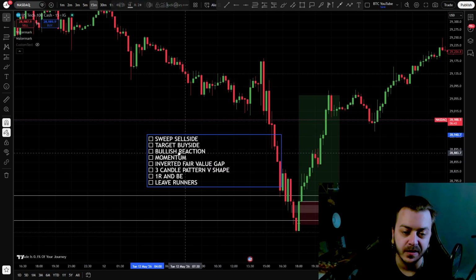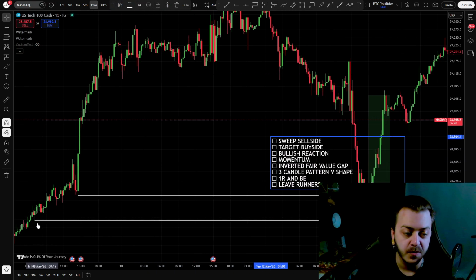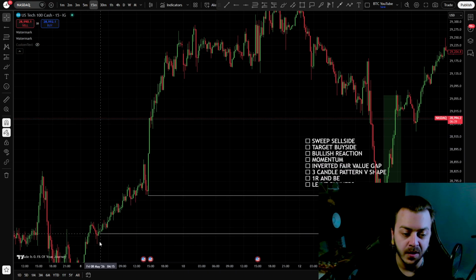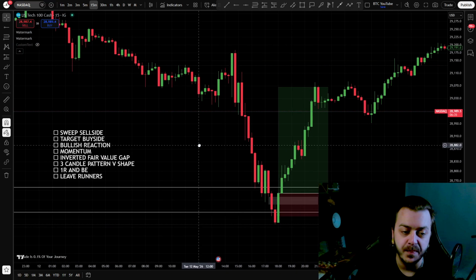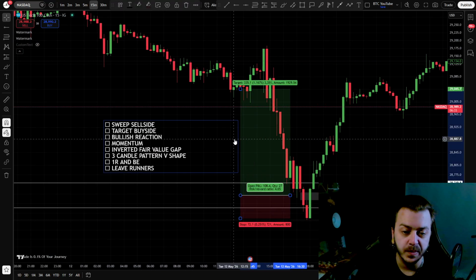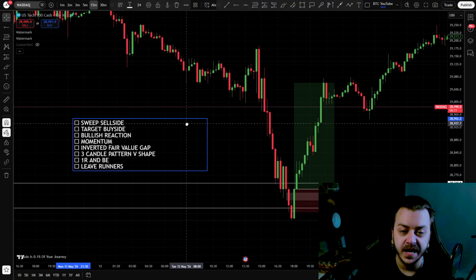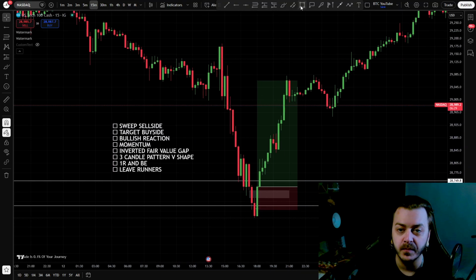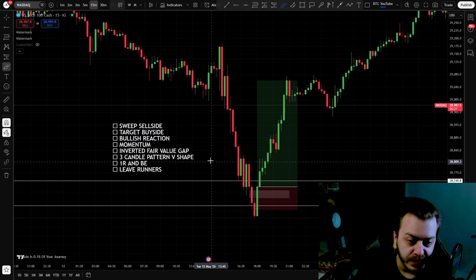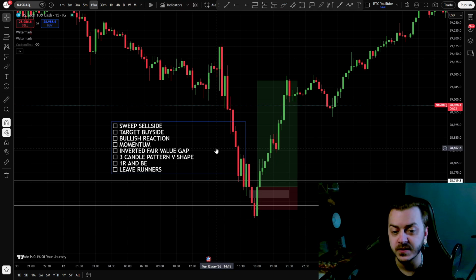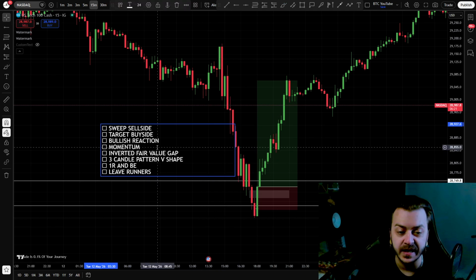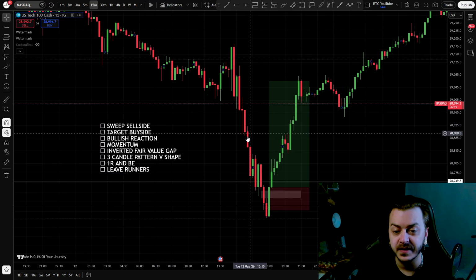And then once you hit an area like this, where you sweep some obvious lows, and then we came down about halfway down through this trend line-esque area here. Once you start to see a big reversal here, you could be looking for longs. My model for taking longs is a sweep of sell side, and then I'm looking for a 3-candle pattern V shape on a higher time frame like the 5 or the 15.